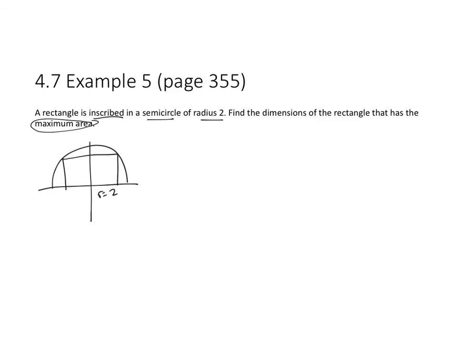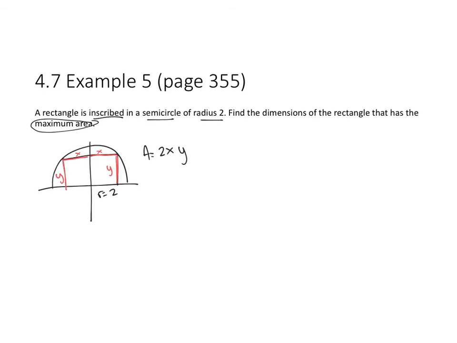This is my rectangle. These are my y values, my x, and then since I also go into the negative direction, that's my x and that's my y. So to find the area, my length is actually going to be 2x and my width is going to be just y. So my area is 2x times y.